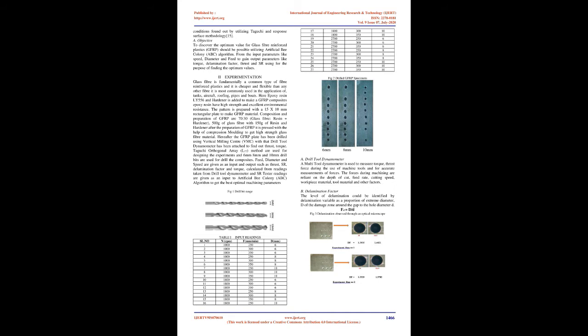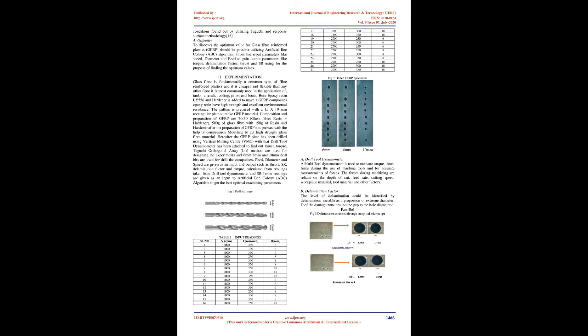2. Experimentation. Glass fiber is fundamentally a common type of fiber reinforced plastics, and it is cheaper and more flexible than any other fiber. It is most commonly used in the application of tanks, aircraft, roofing, pipes and boats. Here epoxy resin Li556 and hardener is added to make a GFRP composite; epoxy resin has high strength and excellent environmental resistance. The pattern is prepared with a 15 x 10 mm rectangular plate to make GFRP material.